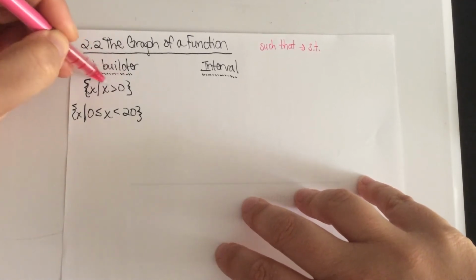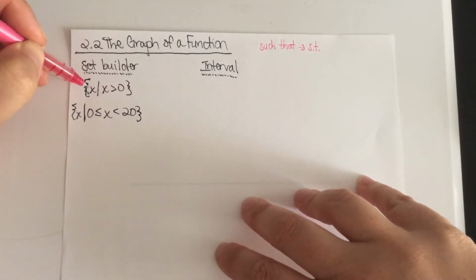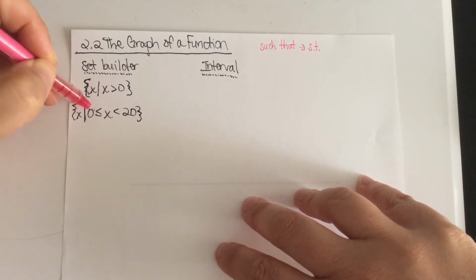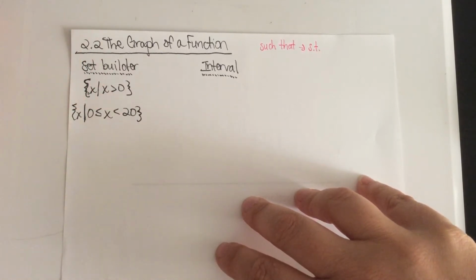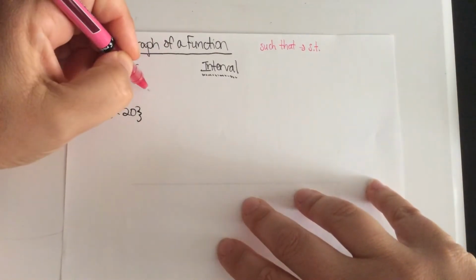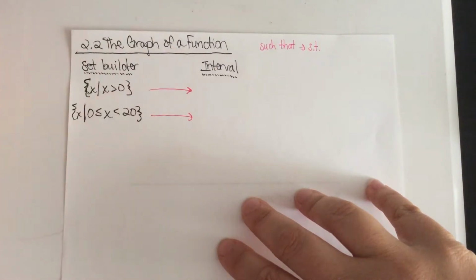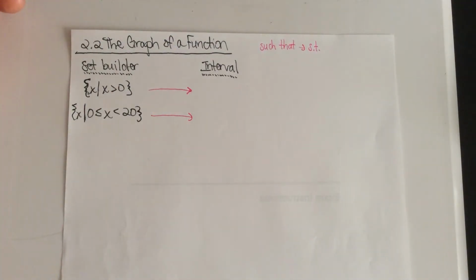So usually we just write x is greater than 0. This is just saying x such that x is greater than 0, or x such that x is between 0 and 20, including 0. So hopefully we can remember some interval notation. I would encourage you to pause me right now and see if you can remember how to write those. I'm not going to create a question on that though. So pause me for a second.